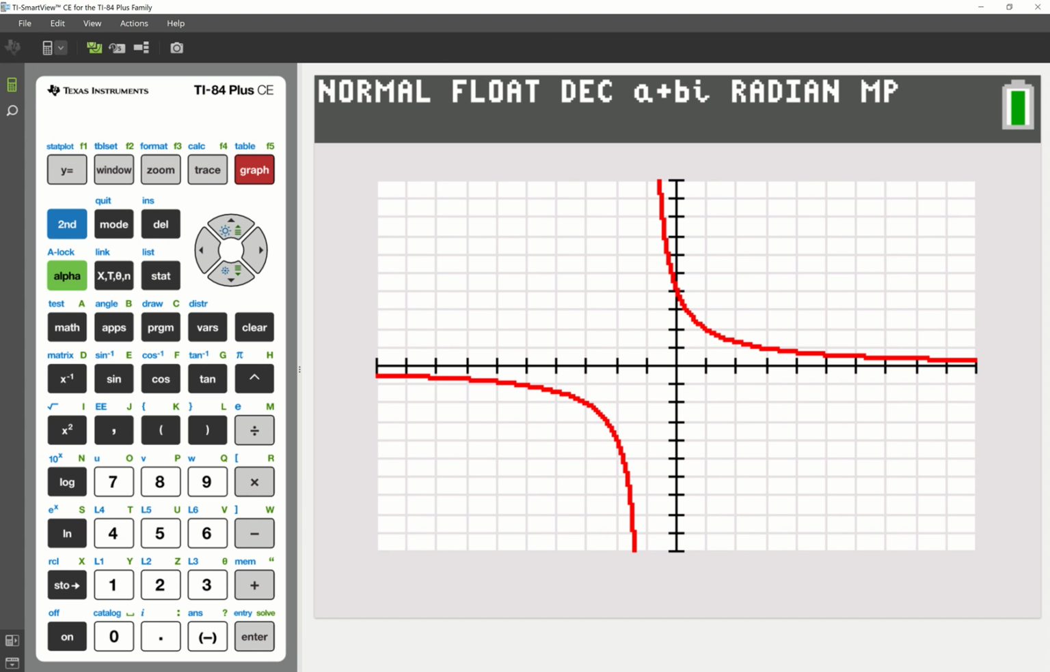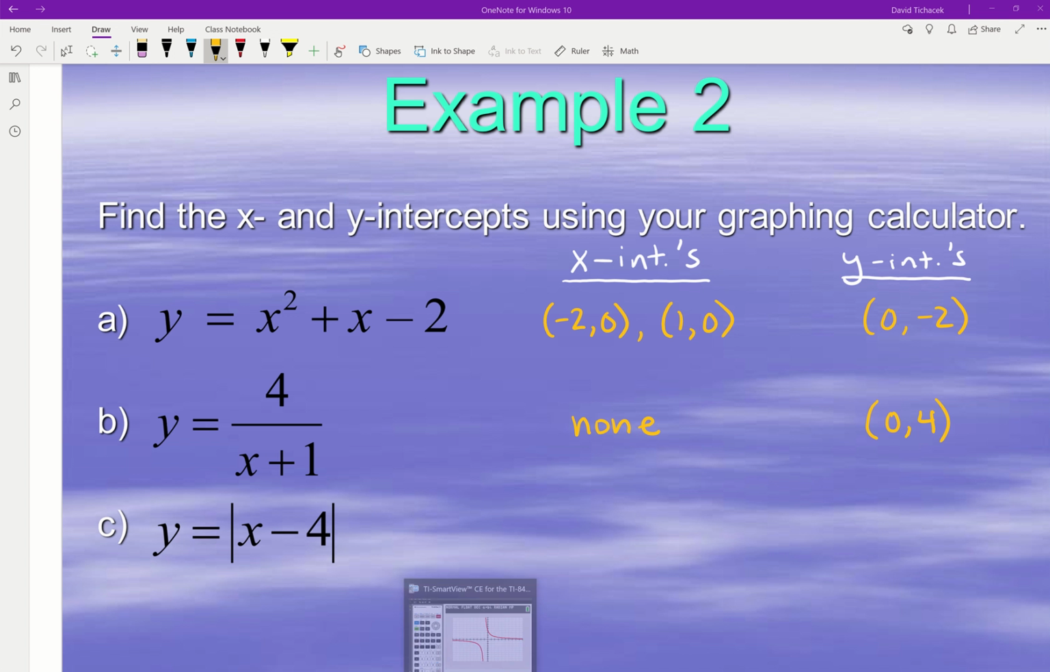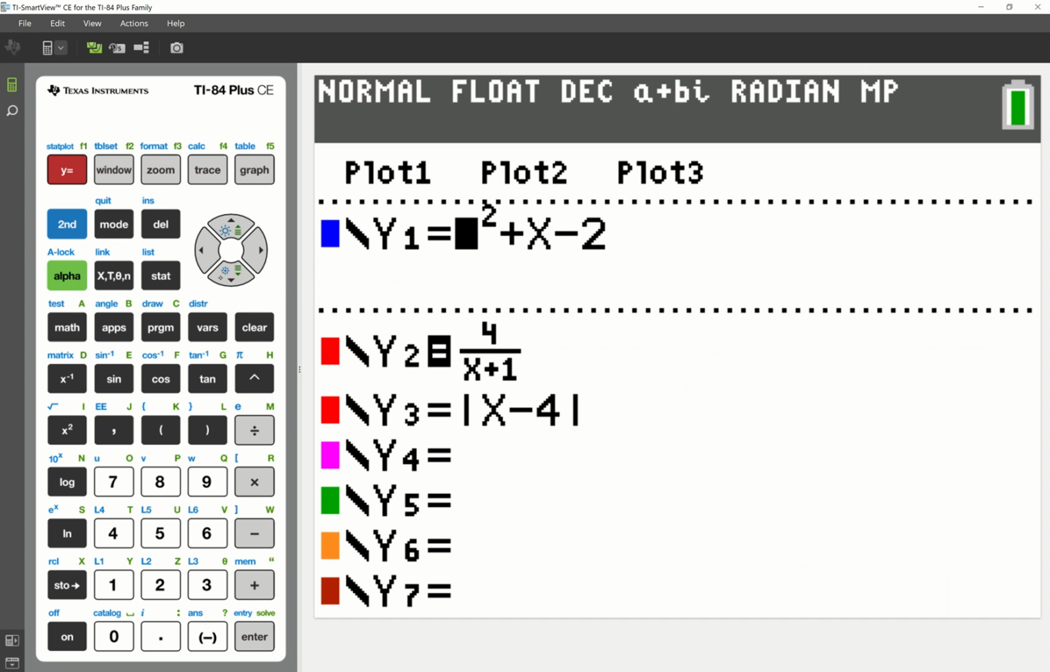Okay? So I think I accidentally opened my Paint program here, so if that pops up, yep, there it is. We'll exit out of that. Okay, so go back to the calculator here. Let's go ahead and take a look at that next function.